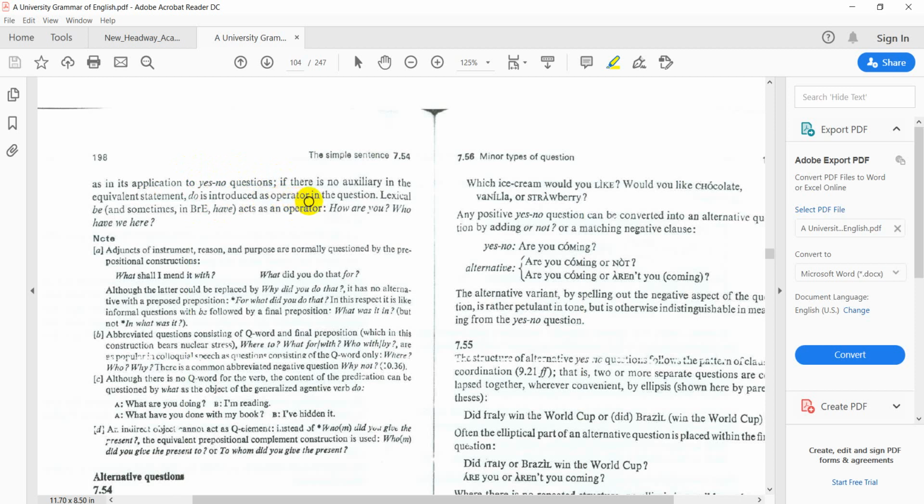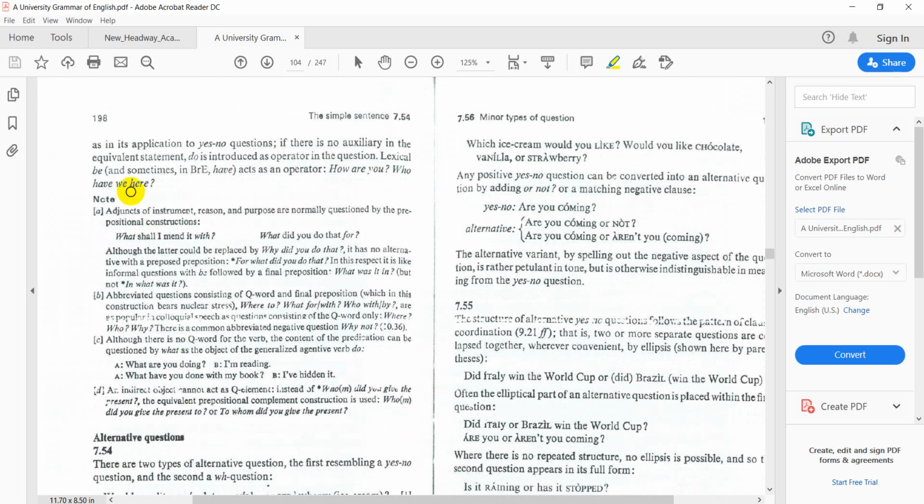If there is no auxiliary in the equivalent statement, do is introduced as operator in the question, as I told you. Lexical be, and sometimes in British English have, acts as an operator. We say, how are you? And we say, who have we here? And this is very rare. We never follow the British way in using have like we use the verb to be.